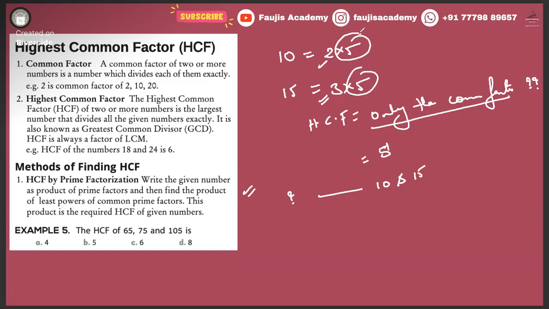When you did prime factorization, we knew it can be written in the form of 2 into 5 and 3 into 5. When you write 2 into 5, there is 5 in it, right? Which means if we extract 5, it will eventually divide both the numbers. Yes or no? In 10 you have 2, 5, and in 15, 3, 5. In between, what is the common connecting link? That is 5. Yes or no? So that is your highest common factor.